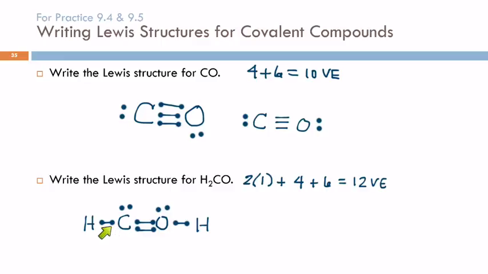So carbon has 2, 4, 6, 8. Oxygen has 2, 4, 6, 8. Each of the hydrogens has 2. They're happy. Now, is that the only way you could draw that? No, it's not. You could also draw it with both of the hydrogens on the carbon. And you can also make them all happy that way.